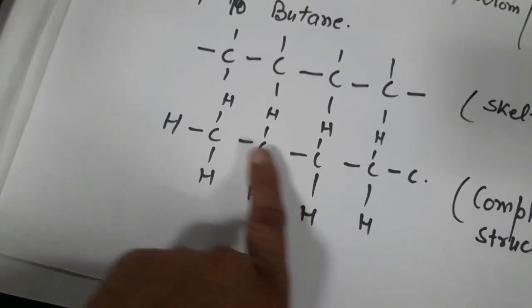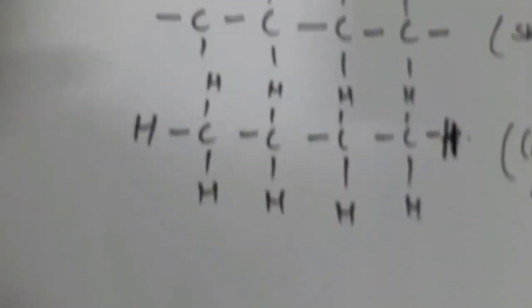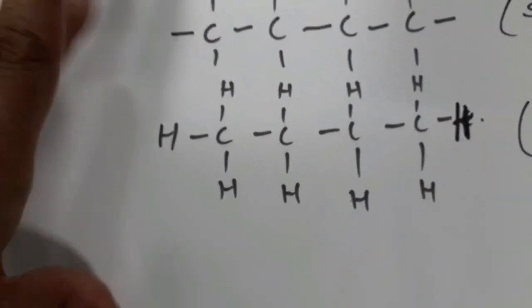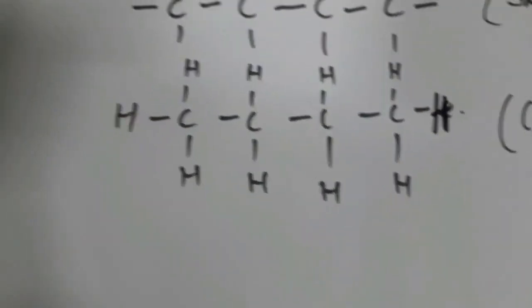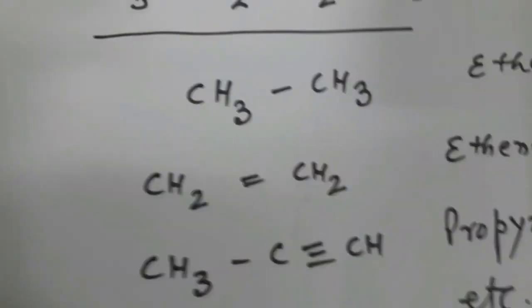How many carbon atoms? 1, 2, 3, 4. I think I have made one mistake over here. It should be H, not carbon. So this is butane. This is how it has to be written. So this is the structural formula.